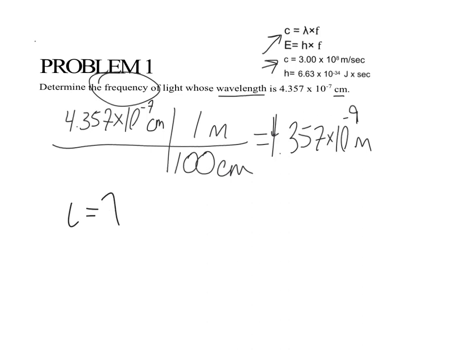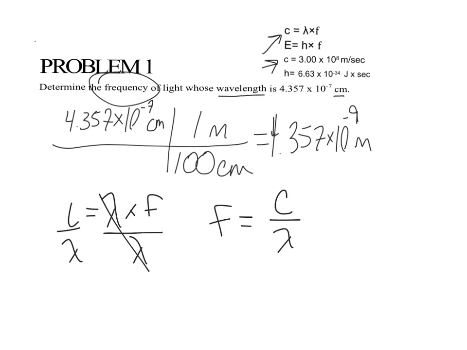C equals lambda times frequency. I'm looking for frequency, so you could plug in your numbers first and then rearrange. I like to rearrange first and then plug in my numbers. So since I'm looking for F, I want to get it by itself. I'm going to divide both sides by lambda. And I can rearrange my formula to say frequency is equal to C over lambda.